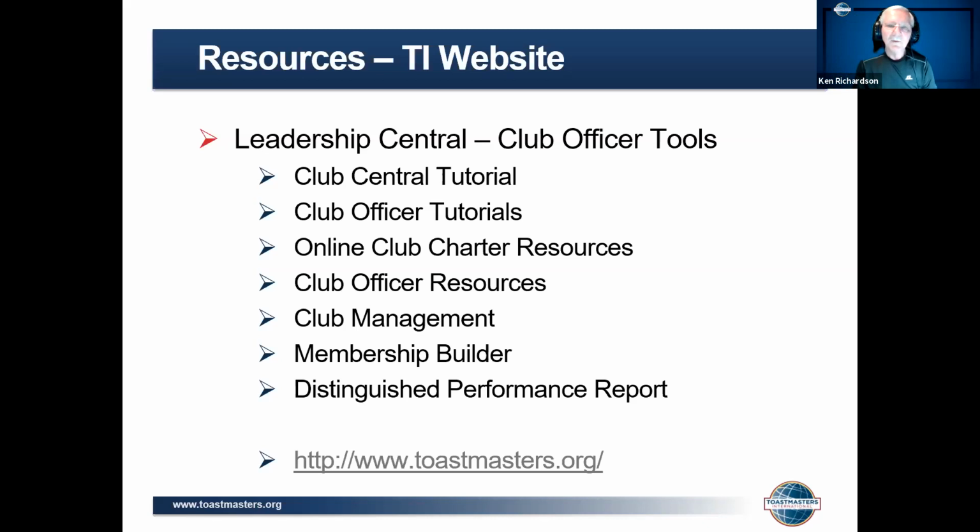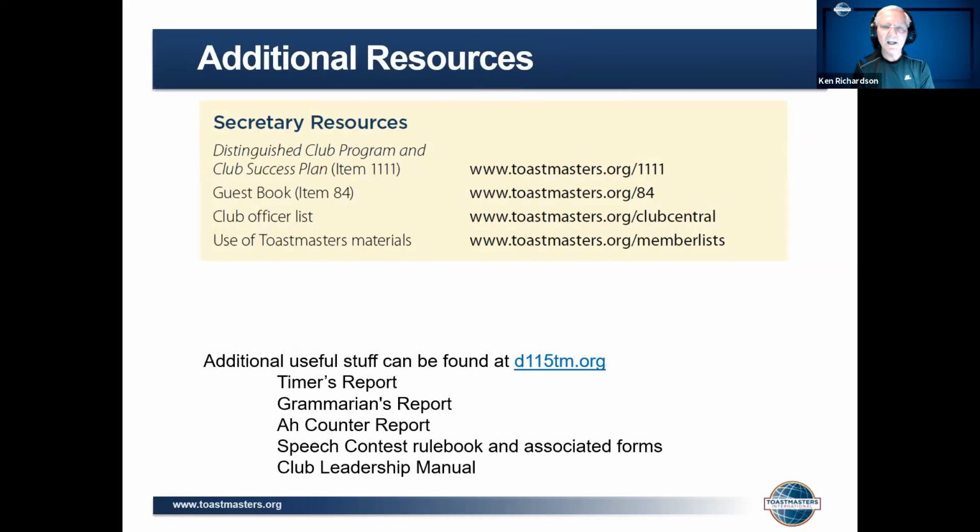So we'll do that. But before we do, just to sort of wrap this up and get questions, here's the Distinguished Club Program and Club Success Plan. It's item 1111. The guest book, item 84, the club officer list, and Toastmaster materials and member lists are there. Also spend some time at the District 115 website. Go to that website, you will find under the TLI tab all of these presentations, the PowerPoints and the supporting materials, things like a timer's report, grammarian's report, all of these things are there on the D115 website.